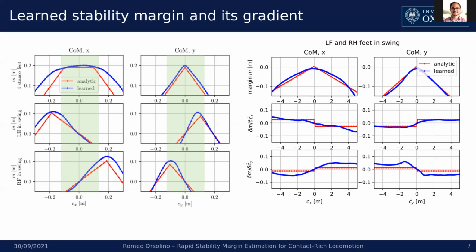We can see that the gradient of the stability margin is smooth, and it does not show the discontinuities that can instead be found in the case of the analytical stability margin, which is shown in red. This is the main feature that allows us to safely employ the learned stability margin for nonlinear trajectory optimization and reinforcement learning. I will now demonstrate some of the results that we obtained in these domains.